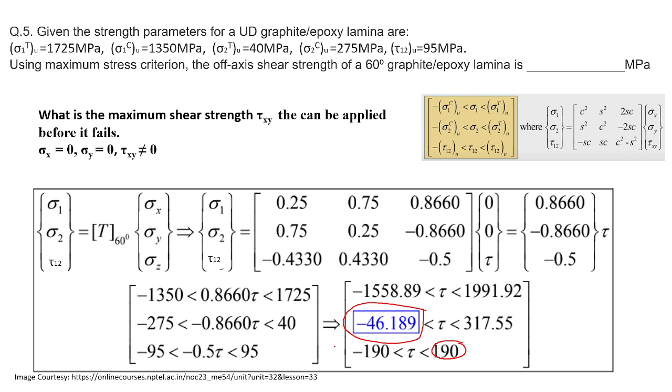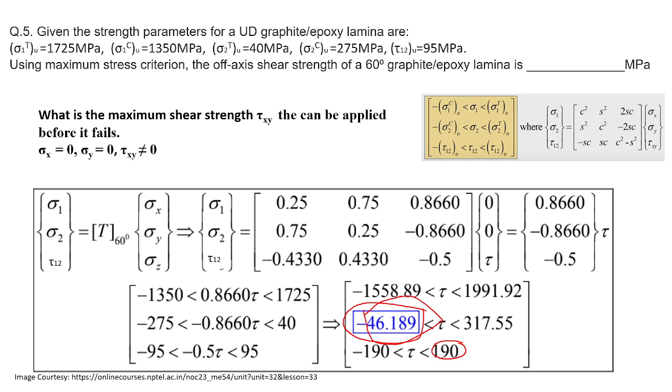Now in this one, we will get a range of stresses, one positive value, one negative value. The question is, what is the maximum off-axis shear strength? So we have to give the strength. Here the positive range is 190 and the negative range is 46. So we have to take the modulus. Even if it is negative, we have to concentrate on the magnitude. The magnitude here will be 46.189. That is what you have to take, so that is the strength.